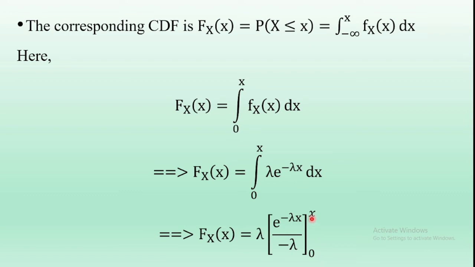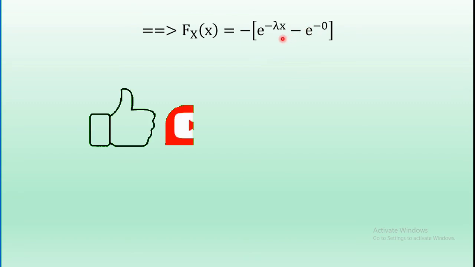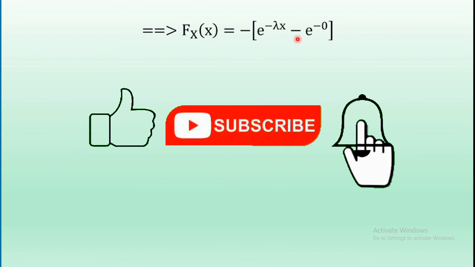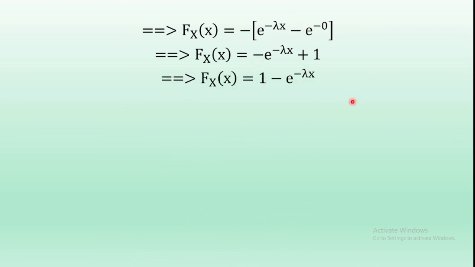Now applying upper value and lower value of x. Now here lambda is cancelled. Minus of, substitute upper value of x, e power minus lambda x, minus substitute lower value of x, e power minus lambda into 0. Lambda into 0 is 0, e power minus 0. E power minus 0 value is 1. So multiplying minus within the bracket term, we get the cumulative distribution function fx of x is equal to 1 minus e power minus lambda x.